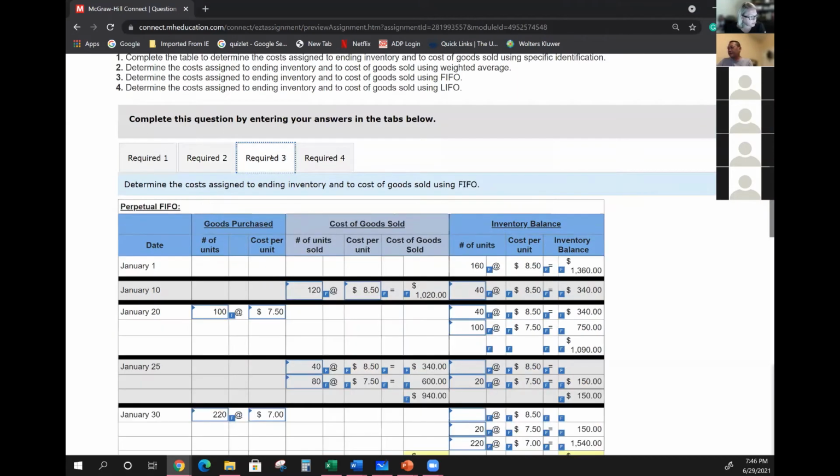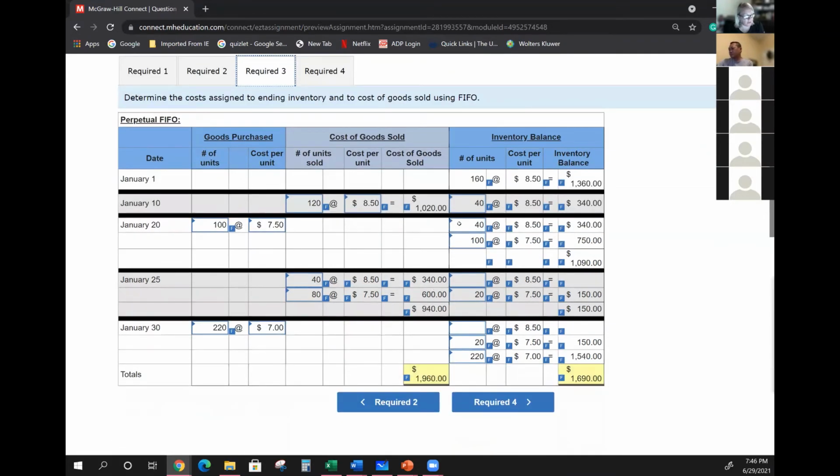Okay, so this method is first in, first out. Let's walk through that. We had 160 units that we started with at 850. We sell 120. I know that I only have 160, right? So I'm selling those at $8.50. I have 40 left over at 850. Then I purchase 100 at 750. So now I have the 40 at 850 and I have the 100 units at 750.